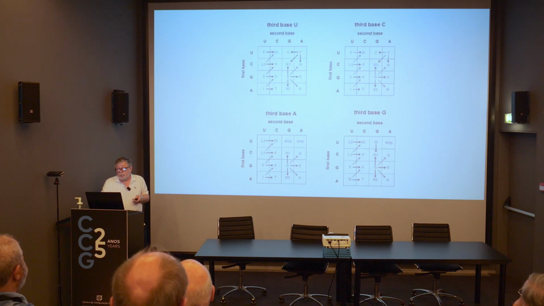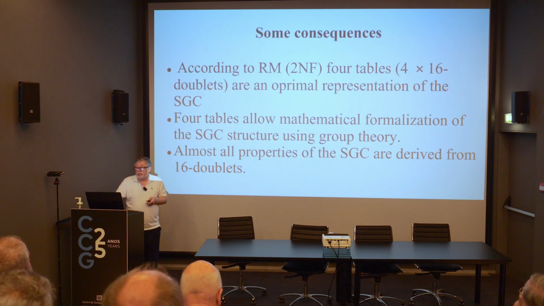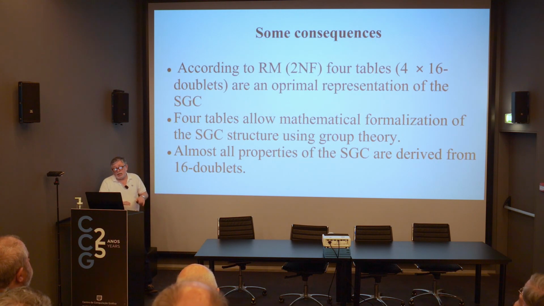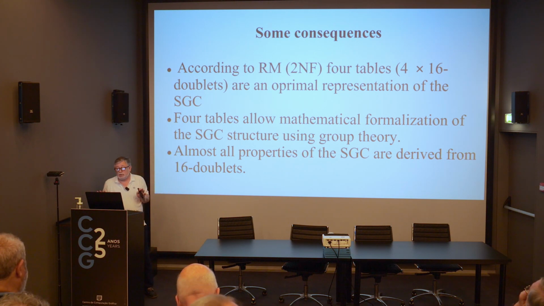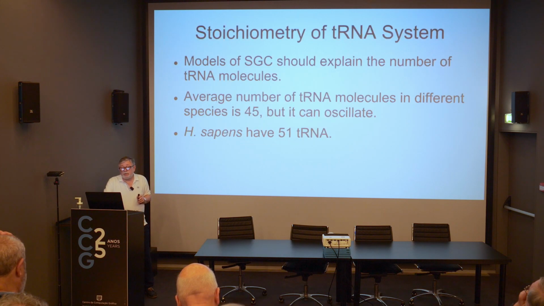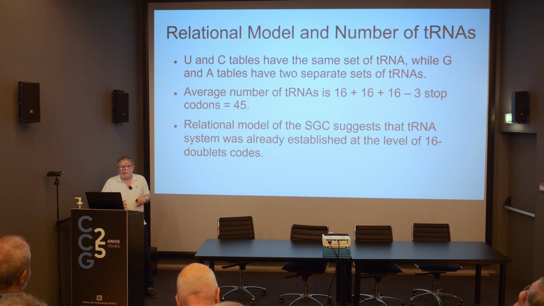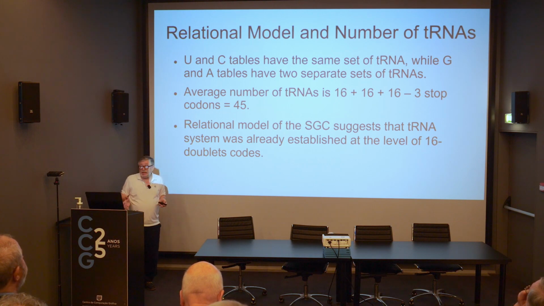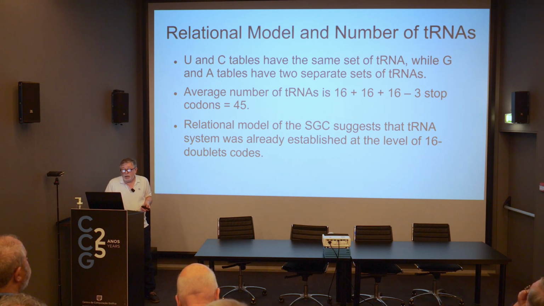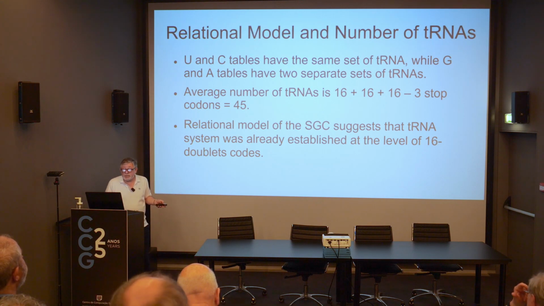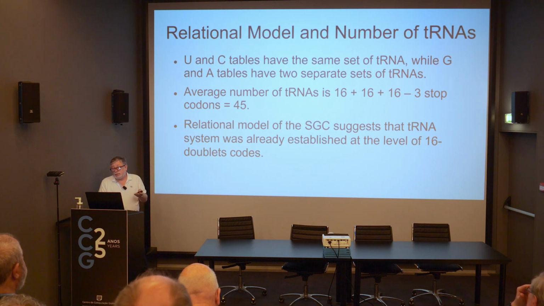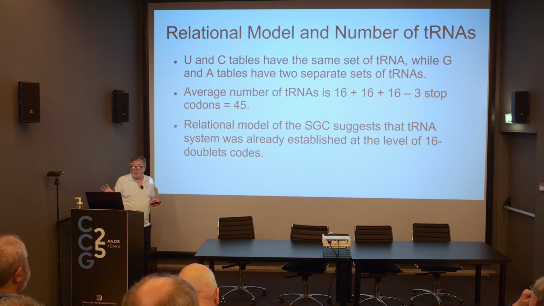Yes, there is also one point which is interesting. Clustering into these 4 basic tables by the relational model gives you information about the average number of transfer RNAs, because UNC tables have the same set, GNA tables have separate sets. So 16, 3 times 16 minus 3 stop codons gives that magic number of approximately 45.